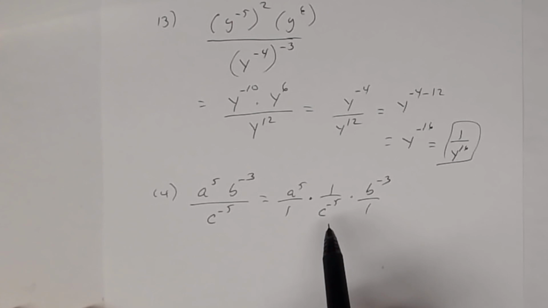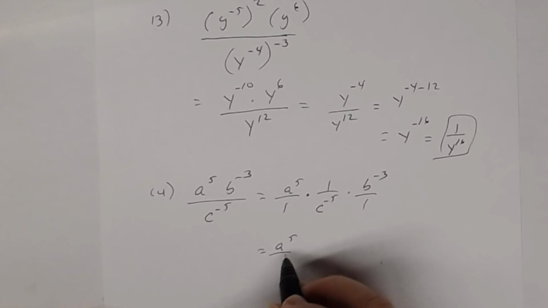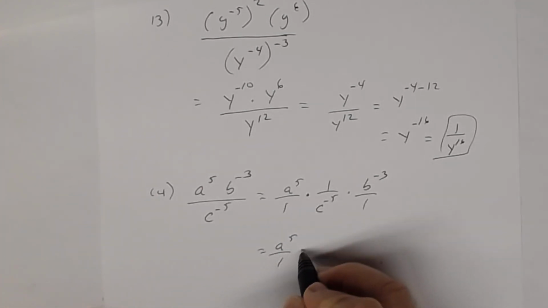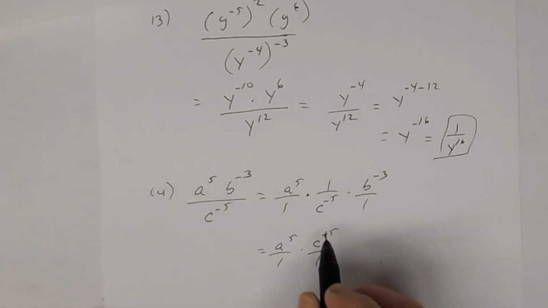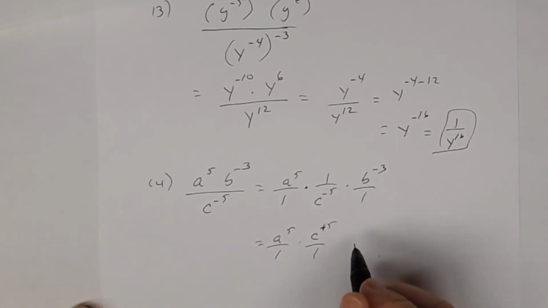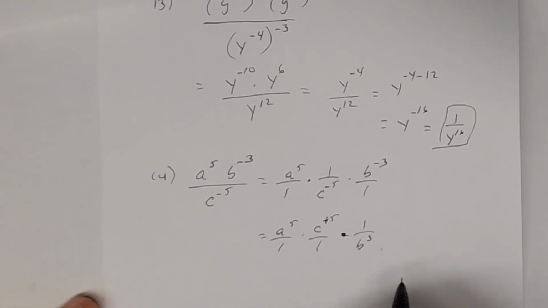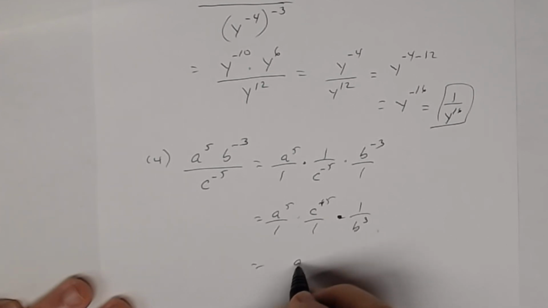And then let's try and make the exponents positive. This exponent's already positive, so that's going to stay as it is. So this fraction is going to stay like this. For this one, 1 divided by c to the negative 5 is just c to the positive 5 divided by 1, because you bring it to the numerator. And then this is negative in the numerator, you're going to bring it to the denominator, so it'll be times 1 divided by b to the third. And so then the answer becomes a to the fifth, c to the fifth times 1, which is a to the fifth, c to the fifth. And the denominator, 1 times b cubed, is b cubed.